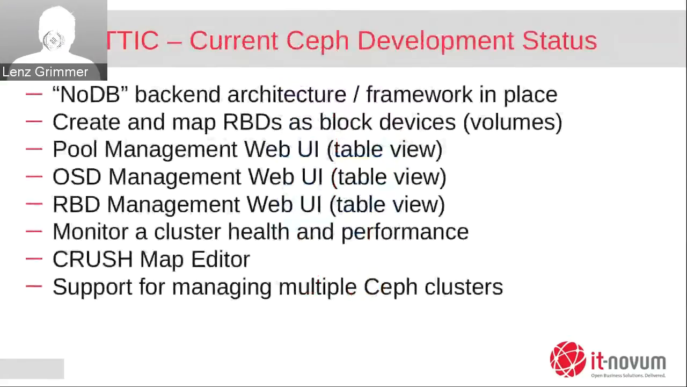Okay, this is kind of a high-level overview of where we currently are with the development. So this whole Django NoDB backend architecture and framework has been in place since a few months ago. That took us some time to get right, but now we have a foundation that allowed us to quickly build on top of it. And the OpenATTIC REST API now provides quite a wide range of Rados calls that you can perform.